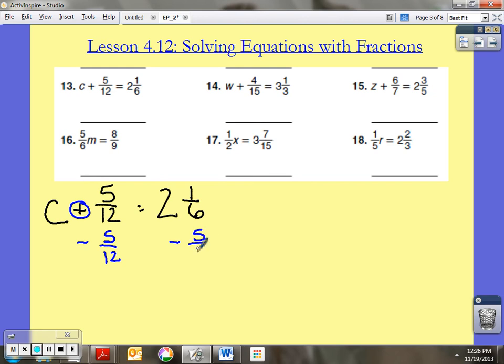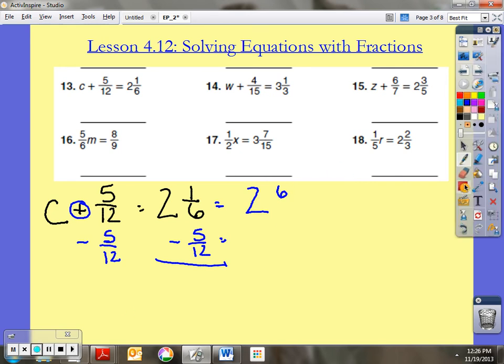Now, the first thing I notice is that this is not 12. So let's find my common denominator. I would believe it is 12. So this becomes 2 and 6/12. I multiply both, so multiply by 2, multiply by 2. That would give me 2 and 2/12. So this is equivalent to 2 and 1/6 minus 5/12.